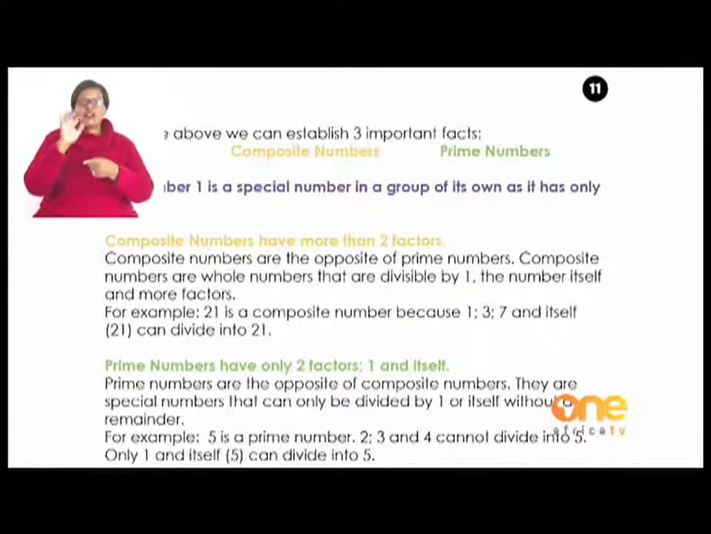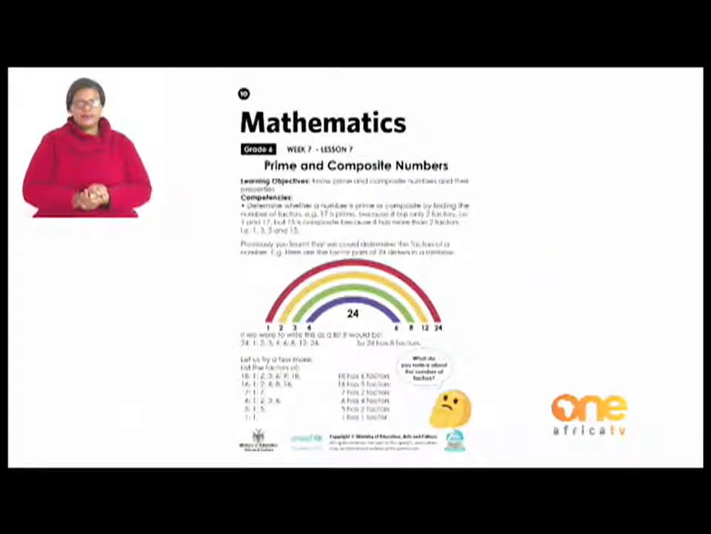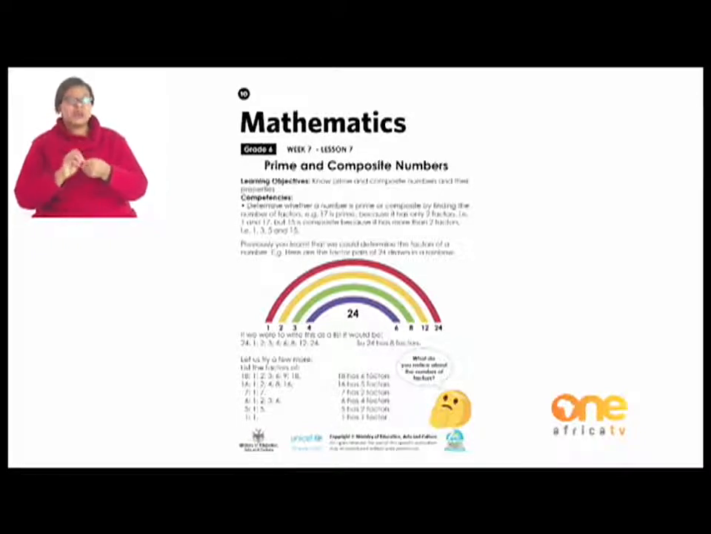Now let's quickly go back to page 10. If you look at the list of those numbers there, notice that the number 7 is a prime number. The other number that is also a prime number is 5. Why are they prime numbers? Because they only have 2 factors.